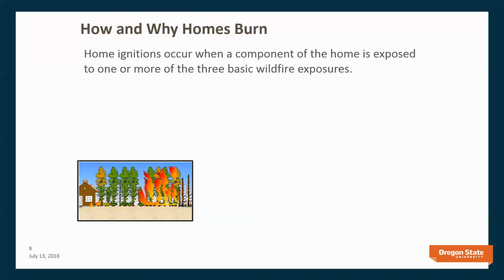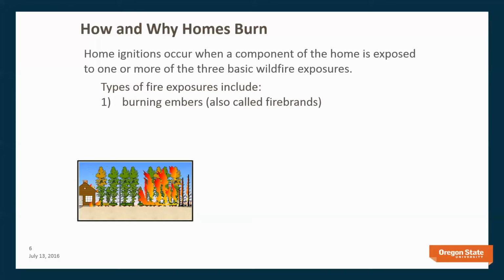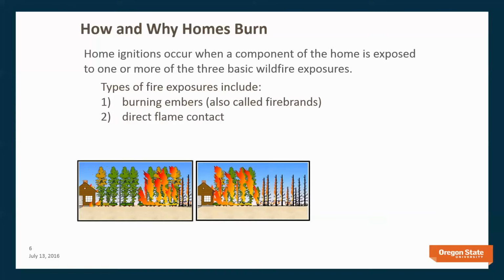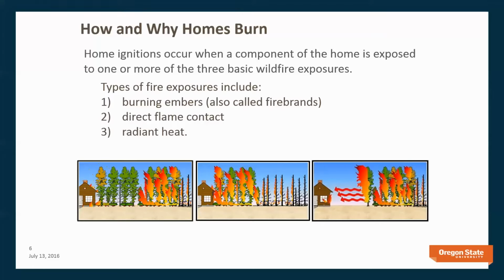So how do homes burn in a wildfire? Although the answer seems obvious, the real answer may surprise you. The types of fire exposures that we're going to talk about include burning embers, or sometimes called firebrands, direct flame contact or impingement on the home, and radiant heat.